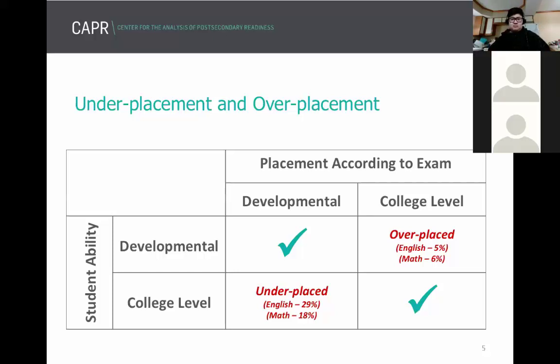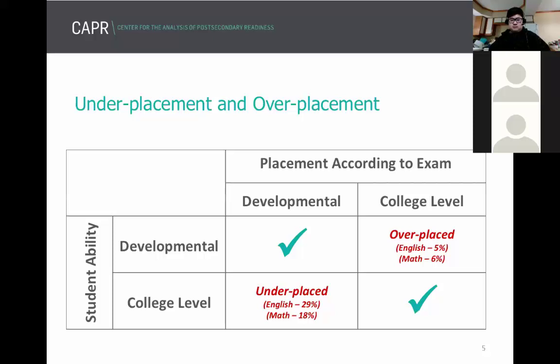But a number of students were misplaced. So when we look at the box that says underplaced, what we see is that 29% of students, a little over a quarter of students in English and 18% in math, were underplaced. In other words, they were placed into developmental courses when they could have succeeded in a college level course. And in this particular research, they used a criterion of B or better. So they were predicted to have gotten a B or better in a college level course, despite the fact that they were placed into a developmental course.